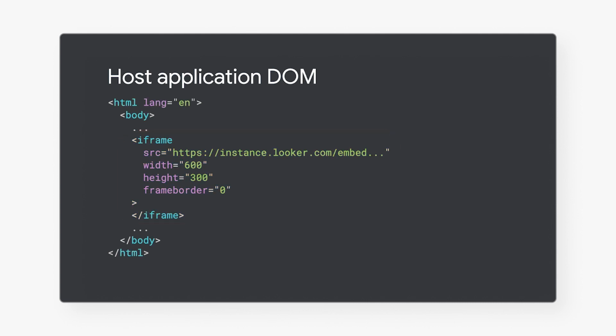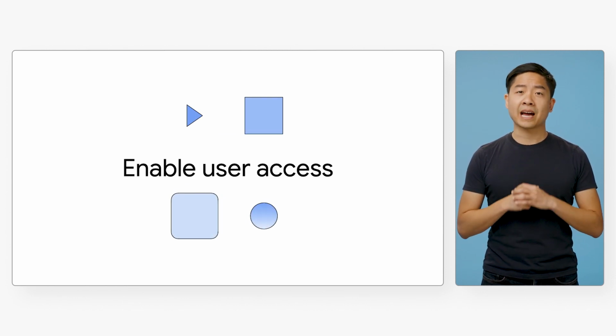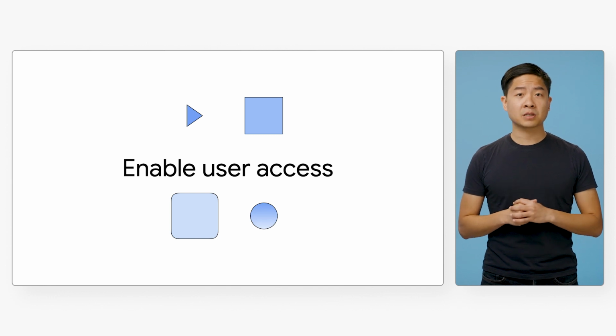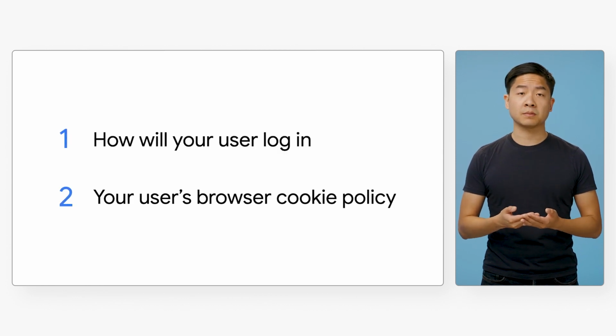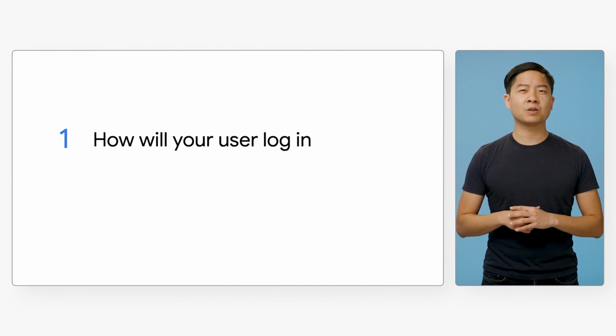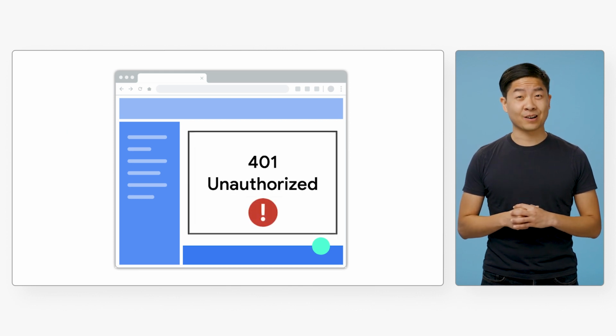But we're not done yet. You need to consider how your user will access your Looker embedded content. As previously mentioned, the private embedding option requires your user to log into Looker separately from your host application. You need to keep in mind two things. How will your user log in? And what is your user's browser cookie policy? First, let's talk about how your user can log into Looker. If your user is not logged into Looker, your iframe will show a 401 unauthorized error screen. Let's avoid that. Your user can log into Looker in one of two ways.